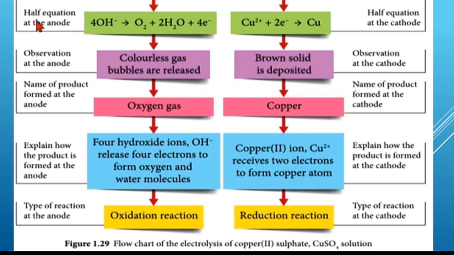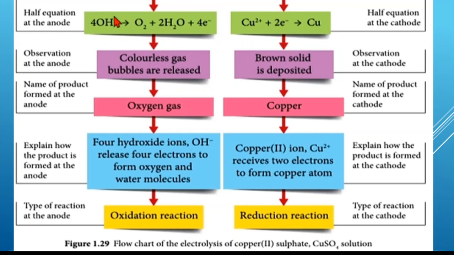Half equation at the anode. The 4 OH minus, for hydroxide ion, will release 4 electrons. So it will produce oxygen and 2H2O. Half equation at the cathode: Cu2 plus will take 2 electrons and become Cu.